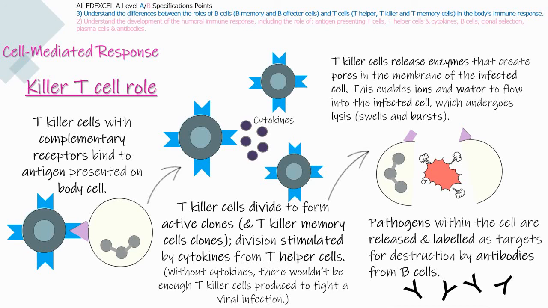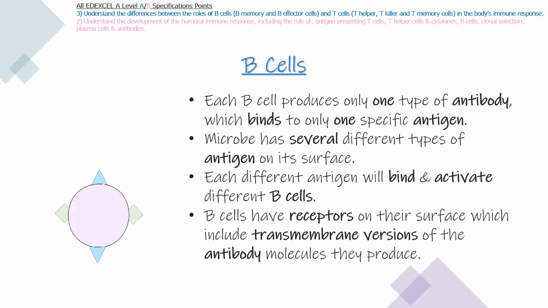So each B cell actually only produces one specific type of antibody, and this antibody binds to only one specific antigen. So microbes, which are whole organisms, have several different types of antigen, which means several different types of antibodies will bind and activate them. So B cells have receptors on their surface which include transmembrane versions of the antibody molecules they produce.